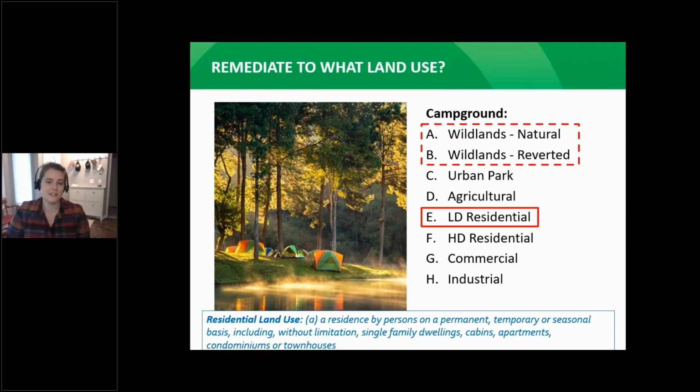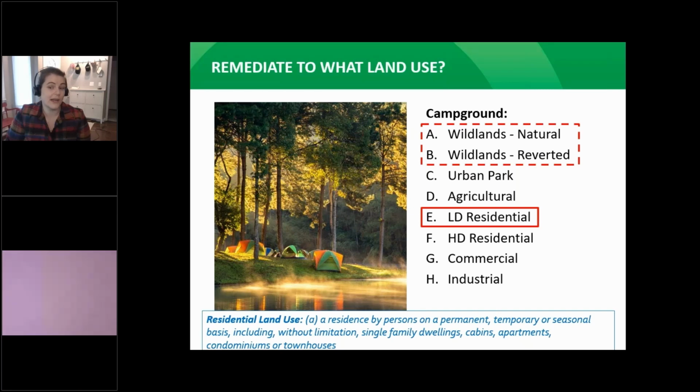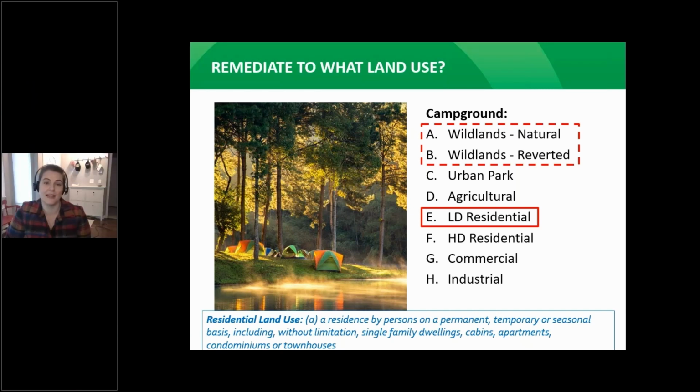However, the derivation of wildland standards, as described in Protocol 28, assumes that a caretaker family may camp on the land for up to half the year. For this reason, wildlands may be considered an appropriate land use for campgrounds at select sites. Next slide, please.